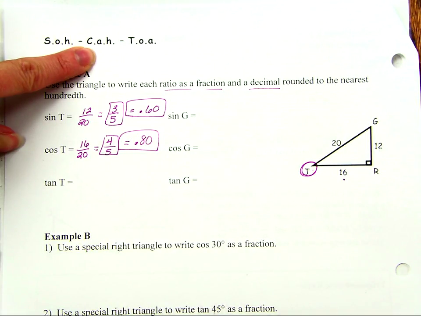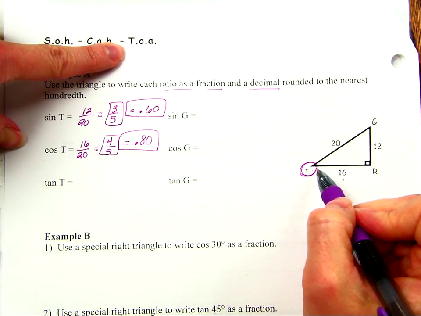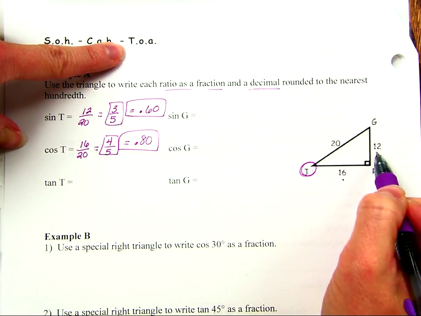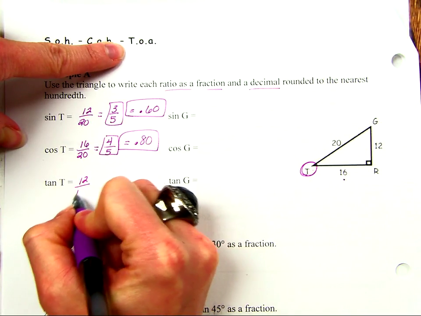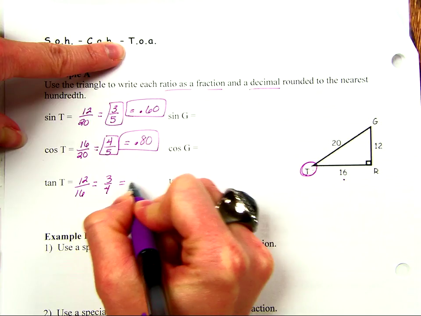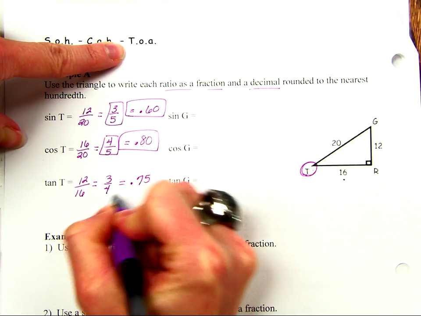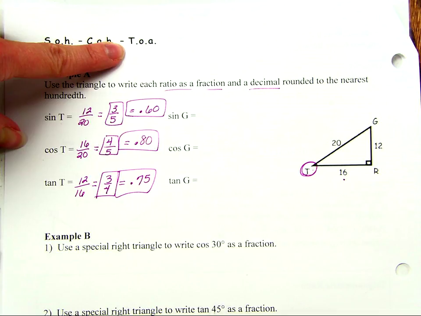And lastly, the tangent of angle T. Well, tangent is opposite over adjacent. Again, my opposite side is 12, my adjacent side is 16. 12 divided by 16, or reduced to 3 over 4. And I know 3/4 is 0.75. So here we're just practicing setting up our ratios, and we're simplifying.